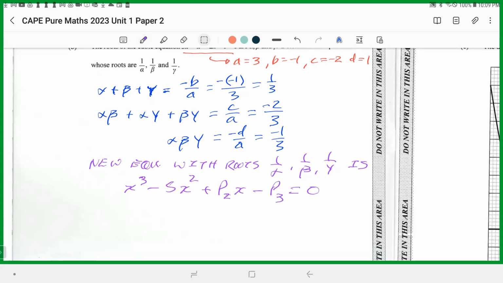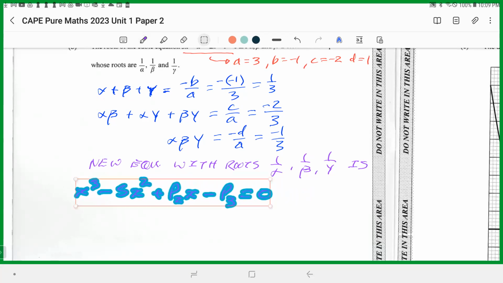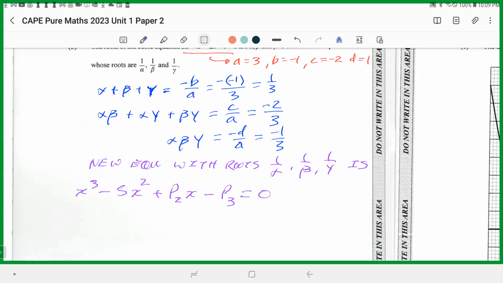This is what we have to know. The equation can be written in this form when you have the sum and the product of the roots, just like in add maths. This is the form for pure maths, right? With the 3 roots. So we need to find the sum of these 3 roots. That value is going to go there. We need to find the pairwise product of these 3 roots. And we need to find the product of these 3 roots. And these will be used to find those things.